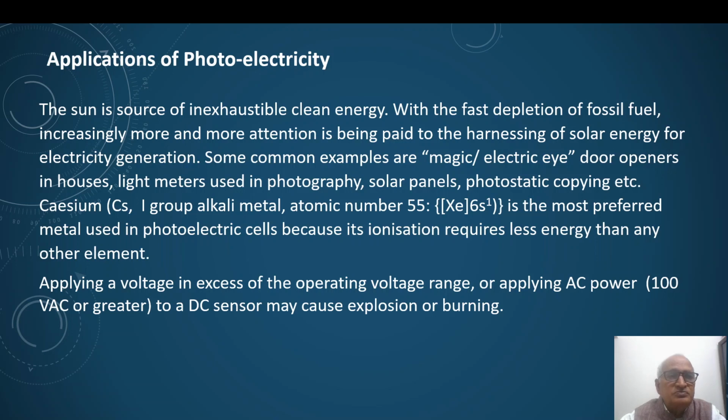Applications of photoelectricity. The sun is a source of inexhaustible clean energy. With the fast depletion of fossil fuel, more and more attention is being paid to the harnessing of solar energy for electricity generation. Some common examples are magic eye or electric eye in the doors, which can open doors from a remote place, light meters used in photography, solar panels, photostatic copying, etc. Cesium, a group 1 alkali metal having atomic number 55, is the most preferred metal used in photoelectric cells because its ionization requires less energy than any other metal.